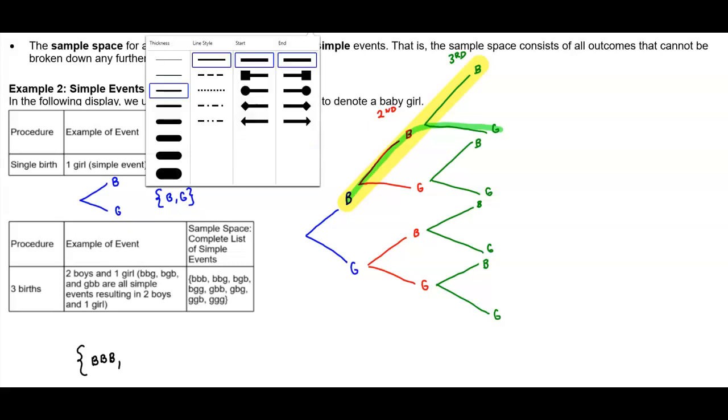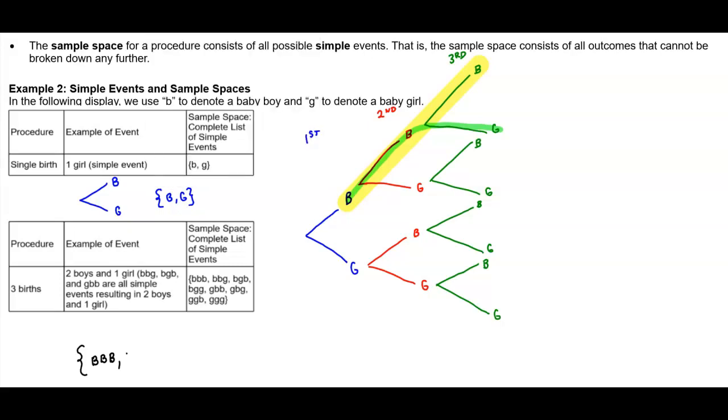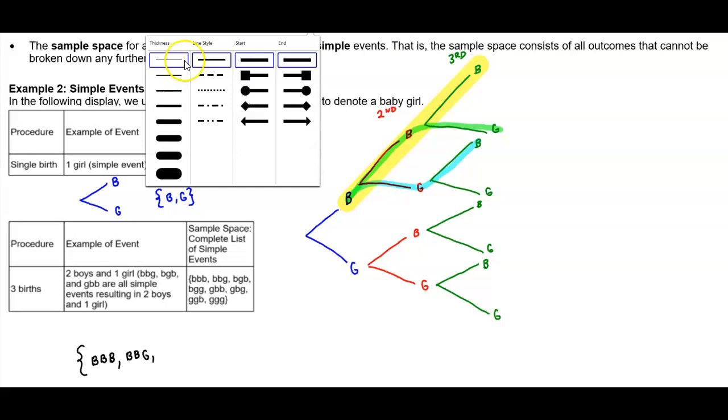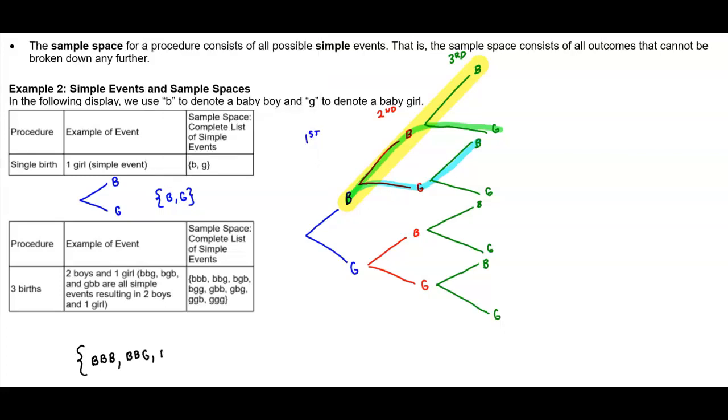So therefore, we have boy, and then girl. Okay, and then there's another possibility where we're going to get a boy, girl, and then boy. So let's write that one out. We have boy, girl, and then a boy.